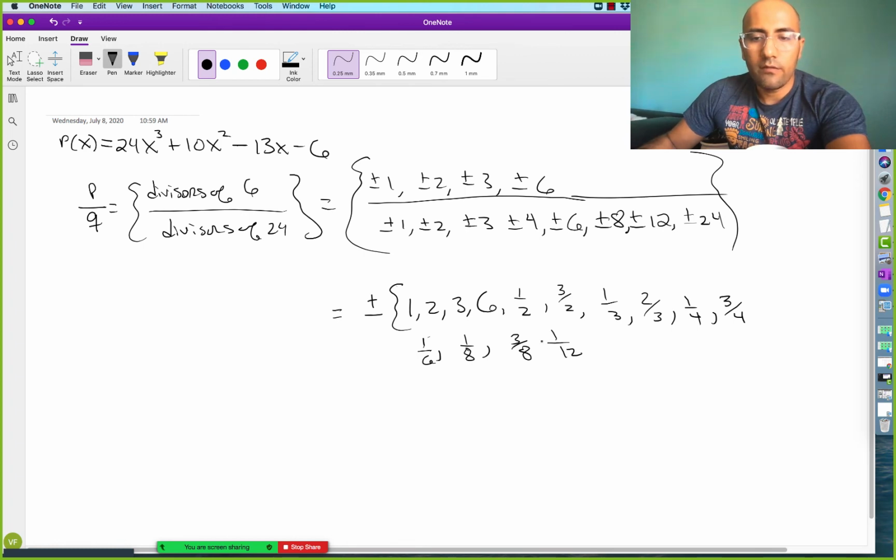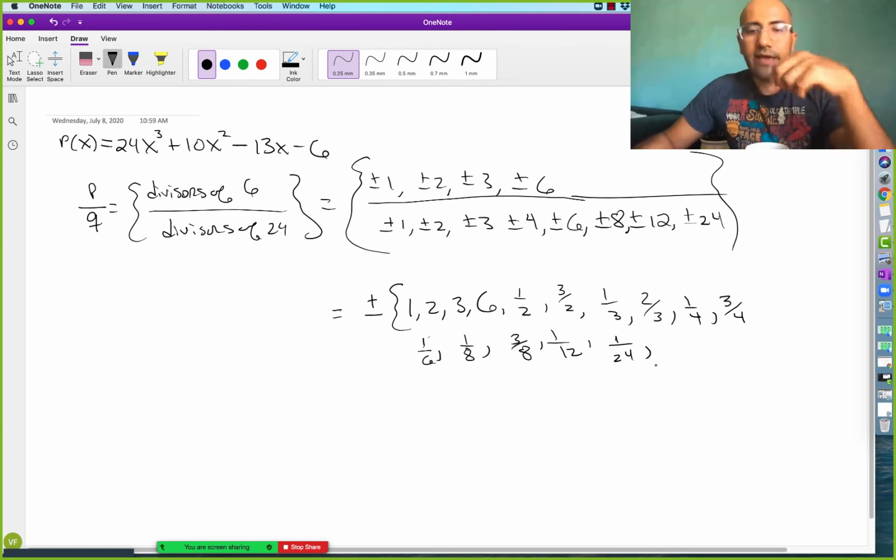Then 1 over 12. 2 over 12 is 1/6, which we already have. 3 over 12 is 1/4, which we already have. And then 6 over 12 is a half. We already have that. Good. Next will be 1 over 24. 2 over 24 is 1 over 12. We already have that. 3 over 24 is 1/8. We already have that. And then 6 over 24 is 1/4, and we already have that. Okay, so we're done. This is the list.